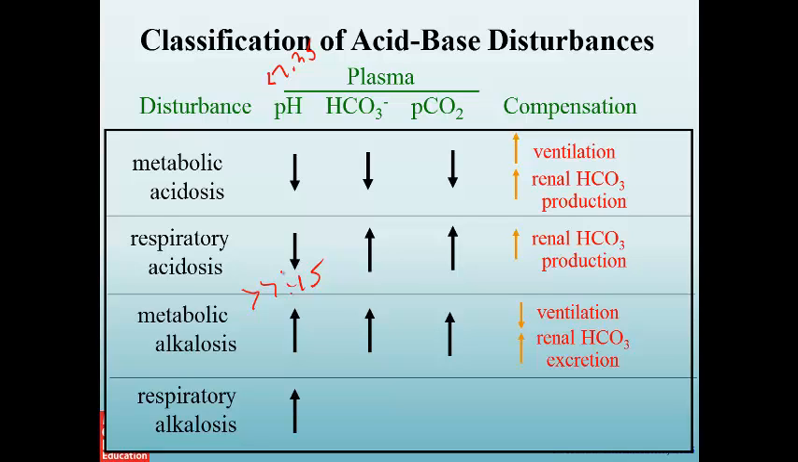Respiratory alkalosis, well, if it's respiratory in nature, you've got a pH that's higher than 7.45, and that's caused by a drop in CO2. So you've got less acid in the blood. Compensation is to then decrease bicarbonate. Well, how do you decrease bicarbonate? Well, you increase renal excretion of it by making less and reabsorbing less.